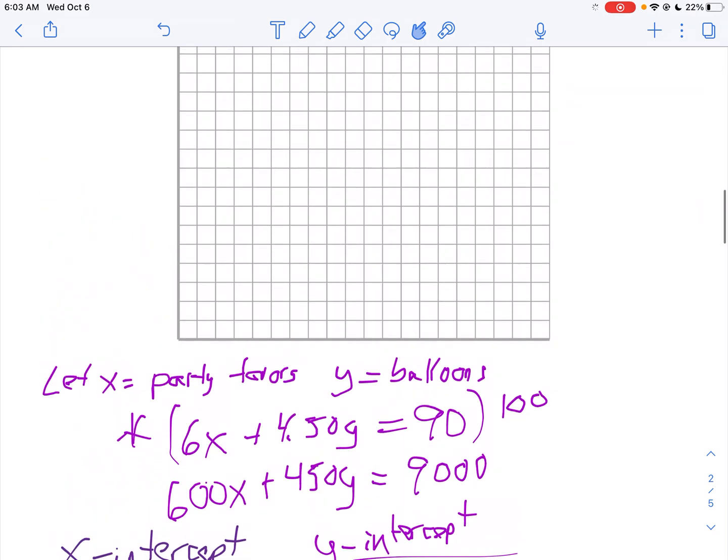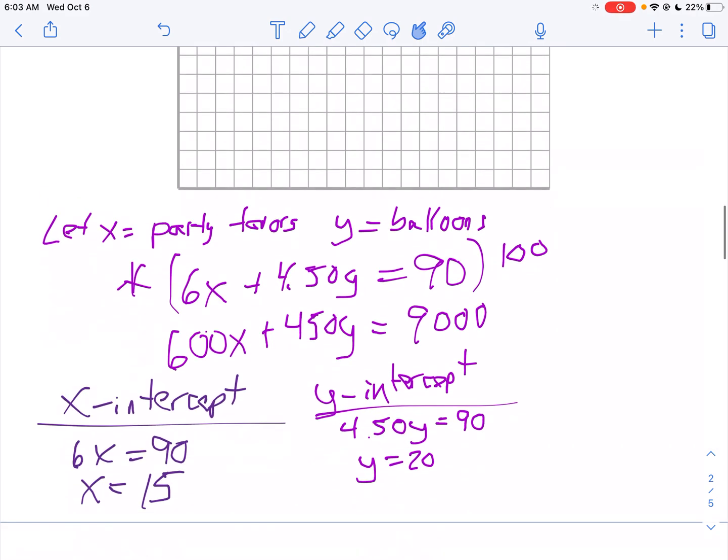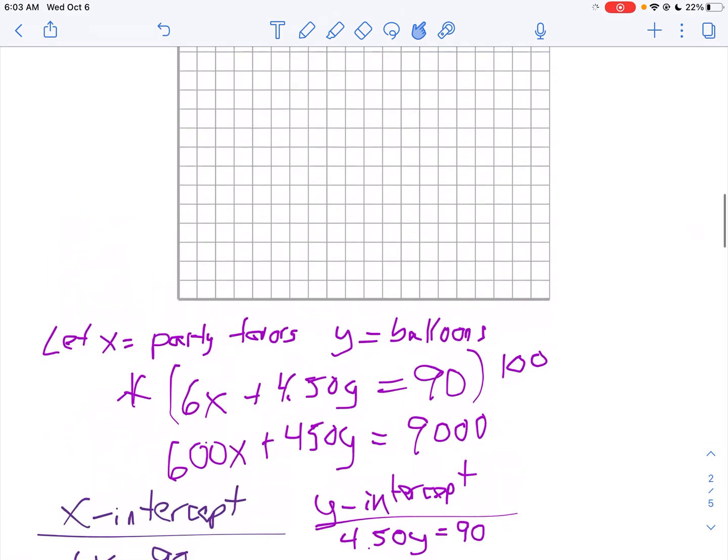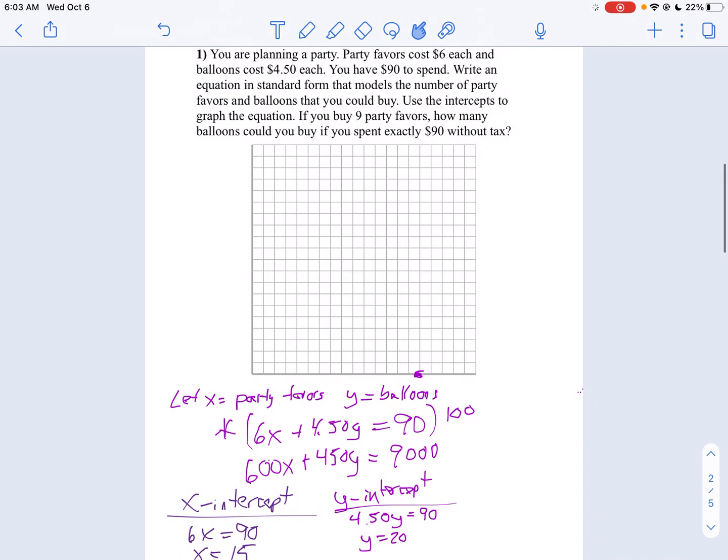So on my x-axis, I'm going to put my party favors. So my x-intercept is 15, so I go over 15. There's 20, 19, 18, 17, 16, 15. And then I know my y-intercept is 20. And then I'm going to connect those two. There's your line.